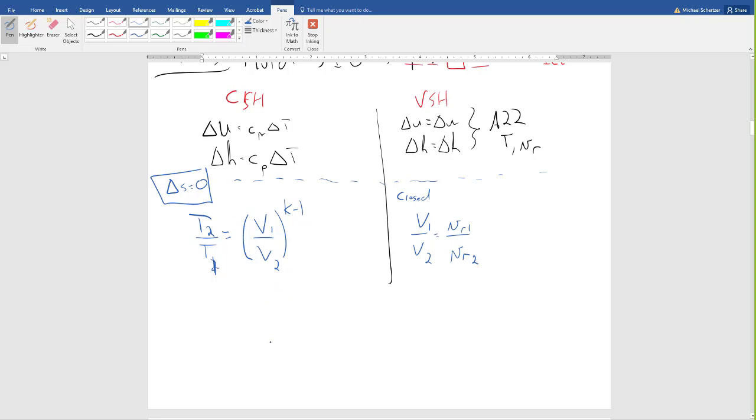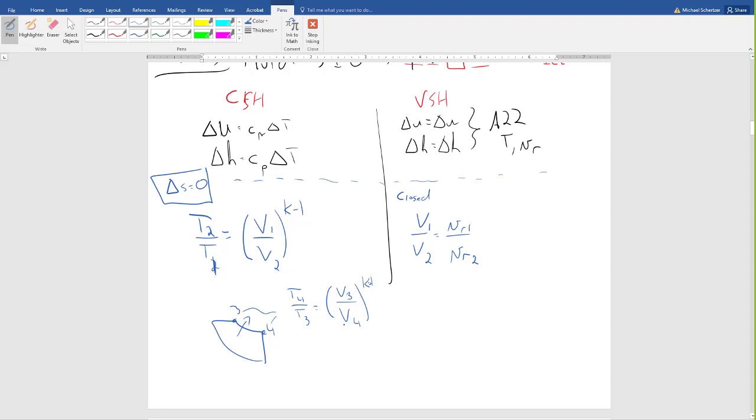This is why, in the diesel cycle, when you go from state 3 to state 4, this one is isentropic. So you might be trying to find, right? You might say, oh, T4 over T3 is equal to V3 over V4 to the k minus 1.